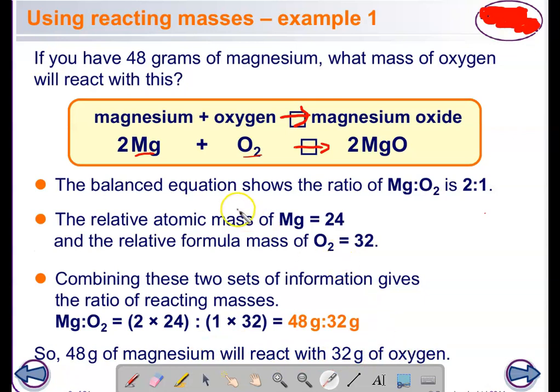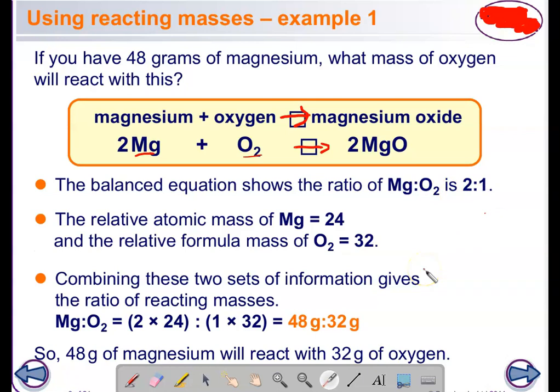Okay, so go through the steps, write your balanced equation, write the ratios, and then go ahead and write your relative atomic masses and convert that into the ratio and go on to work out the mass that is required. Okay, so we have our 2 moles of magnesium reacting with 1 mole of oxygen.